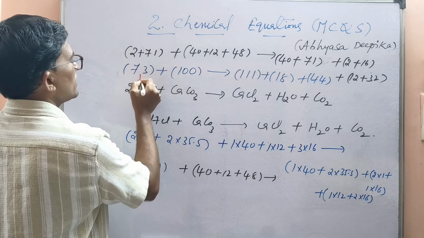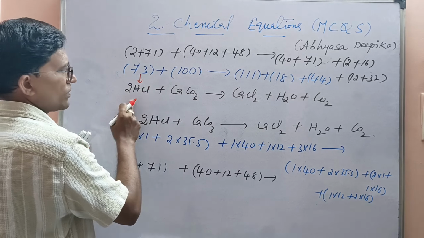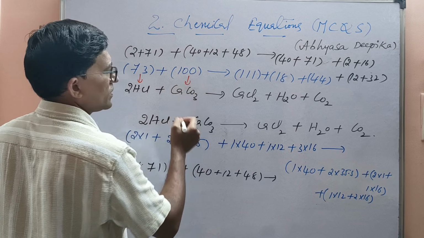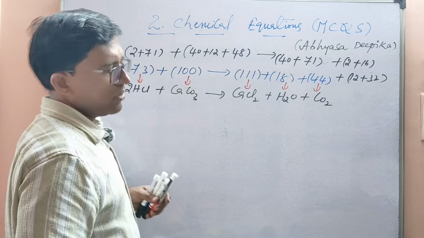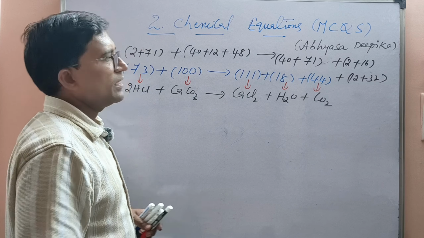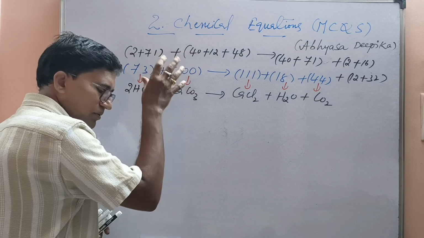And 73 is for 2 molecules of HCl. 100 is for CaCO3. 111 is for CaCl2. 18 is for water. 44 is for CO2. Is it clear? Then I can rub this because I wrote all that equation. Actually, we can do it very fast, but to make all of you understand very clearly, I am explaining slowly.